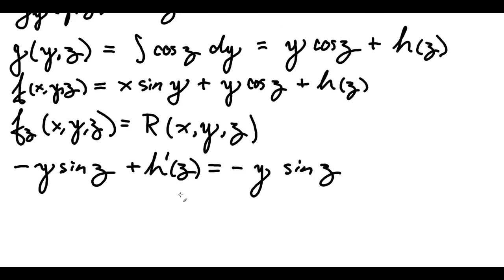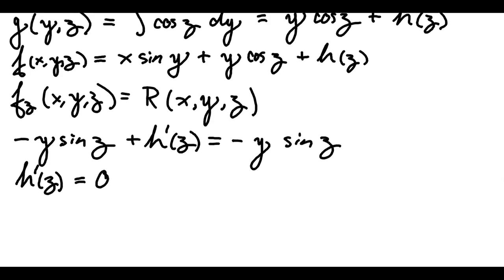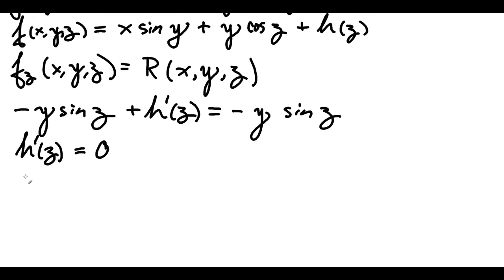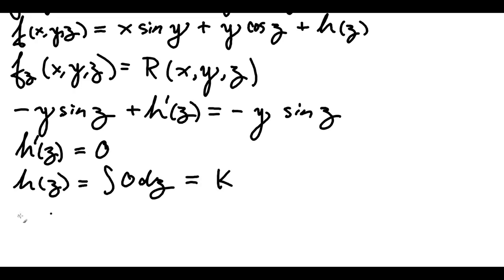Now we see that there's this negative y sine z on both sides. We could subtract that off or add y sine z, however you want to phrase that. So that gives us that h prime of z is equal to 0. If we integrate that to find h of z, that would be the integral of 0 dz, which is just some constant, k.